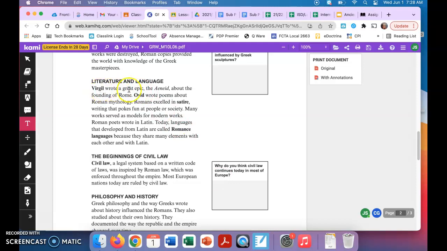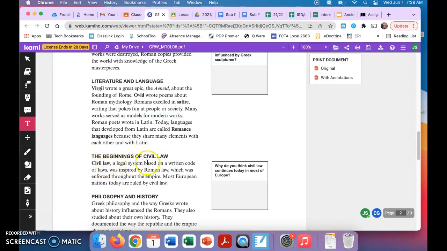The next section, literature and language. Virgil wrote a great epic, the Aeneid, about the founding of Rome. Ovid wrote poems about Roman mythology. Romans excelled in satire, writing that pokes fun at people or society. Many works served as models for modern works. Roman poets wrote in Latin. Today, languages that developed from Latin are called Romance languages because they share many elements with each other and with Latin.